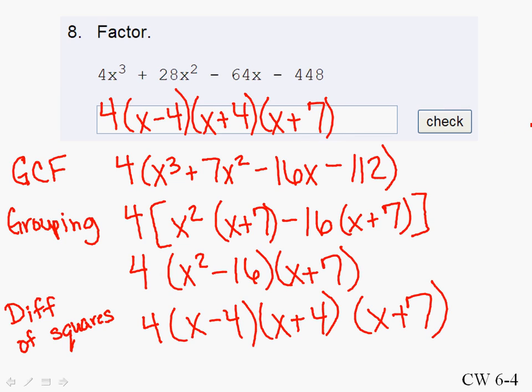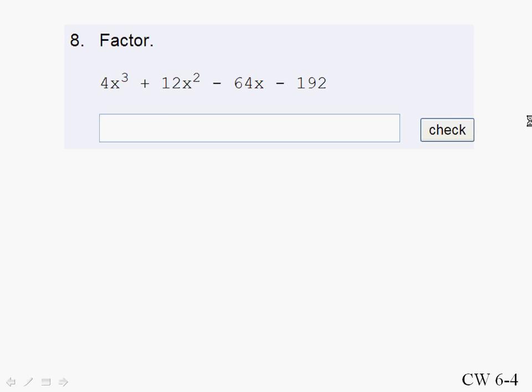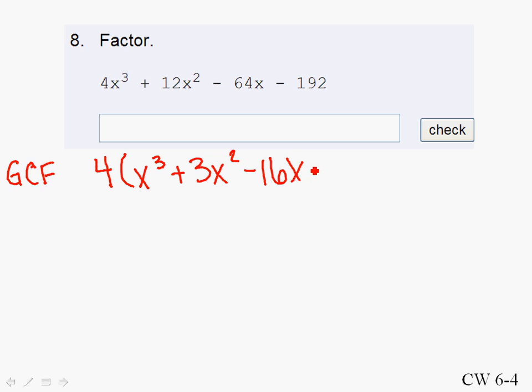Okay, let's do a couple more like this. If we had 4x cubed plus 12x squared minus 64x minus 192, first we would do our greatest common factor, which is 4. Divide each term in the polynomial by 4, gives us x cubed plus 3x squared minus 16x minus 48.